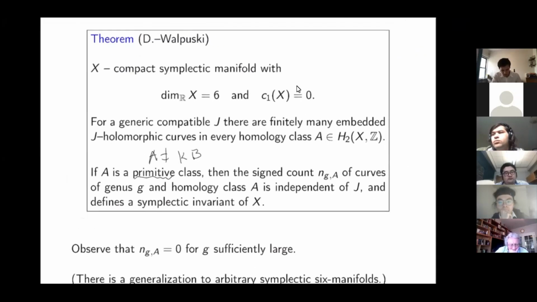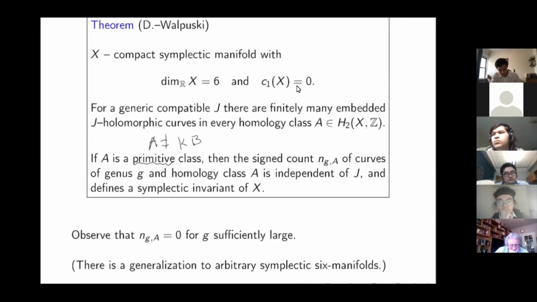There's an observation here. The theorem says there are finitely many embedded curves. It doesn't say curves of a given genus. So no matter what genus, there will be finitely many curves. In particular, the signed count of curves for large genus is 0, because if there are finitely many curves, there is a maximal genus in the set of curves.